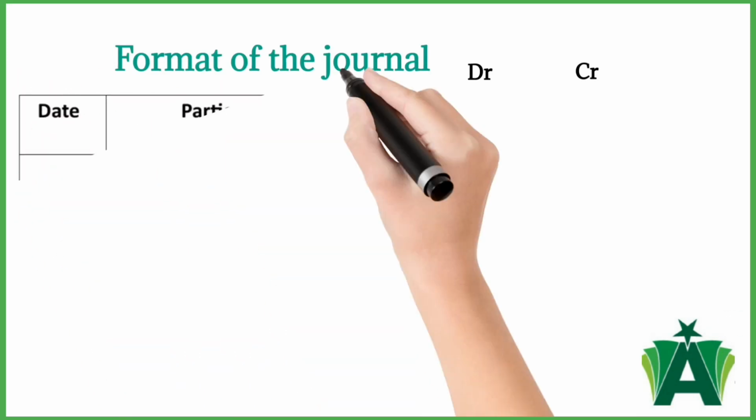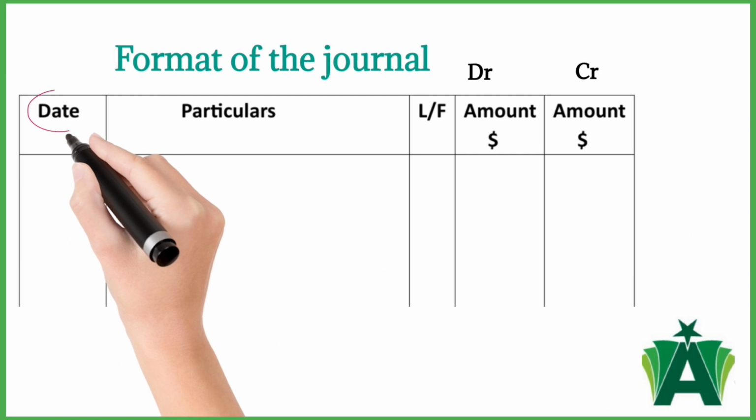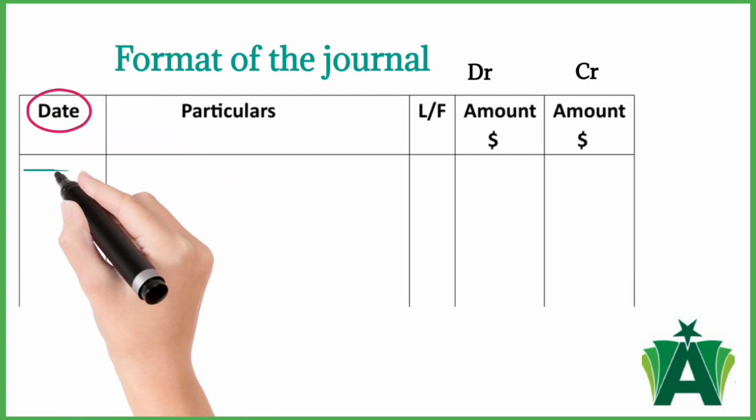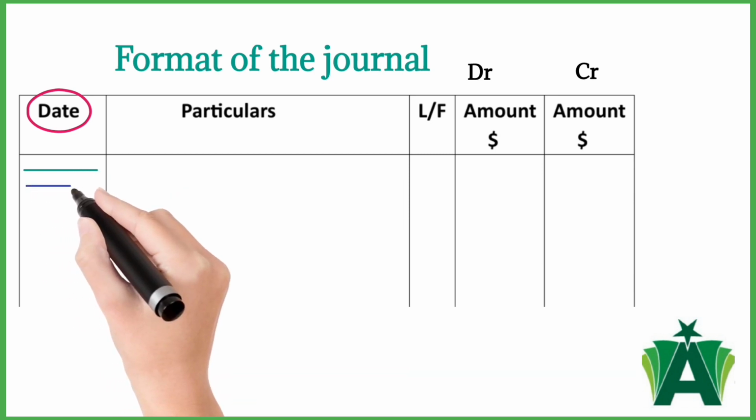Now we draw the format of the journal. The journal has 5 columns. First column, date. The date of transaction is written in this column in 2 lines. In the first line, the year, and the second line, the name of the month, and thereafter the actual date.